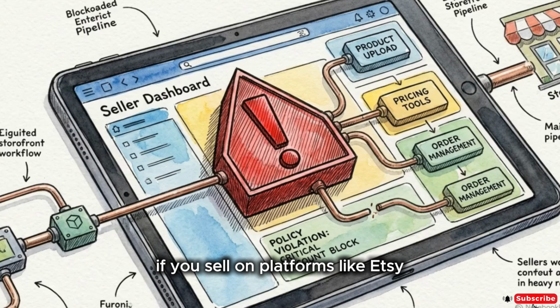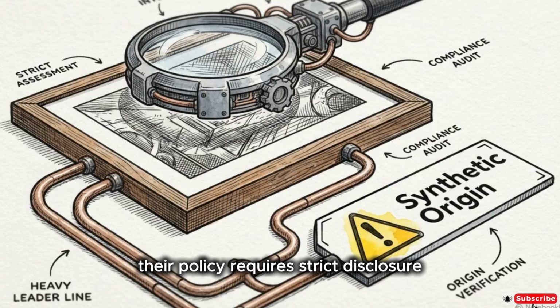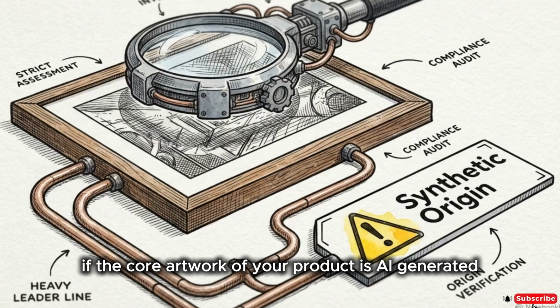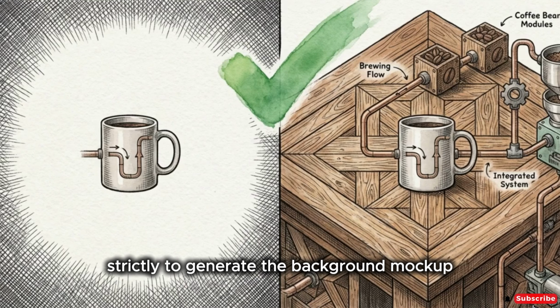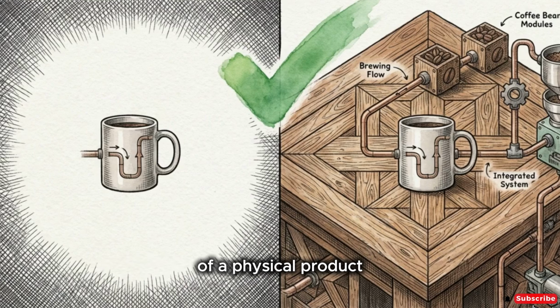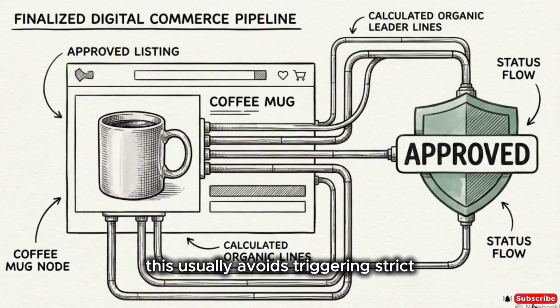If you sell on platforms like Etsy, you must navigate their 2025 compliance rules. Their policy requires strict disclosure if the core artwork of your product is AI generated. However, using AI strictly to generate the background mockup of a physical product generally falls under standard digital editing. This usually avoids triggering strict AI disclosure flags on your listing.